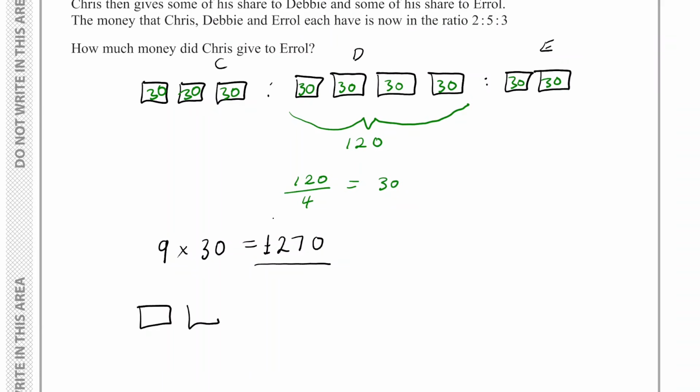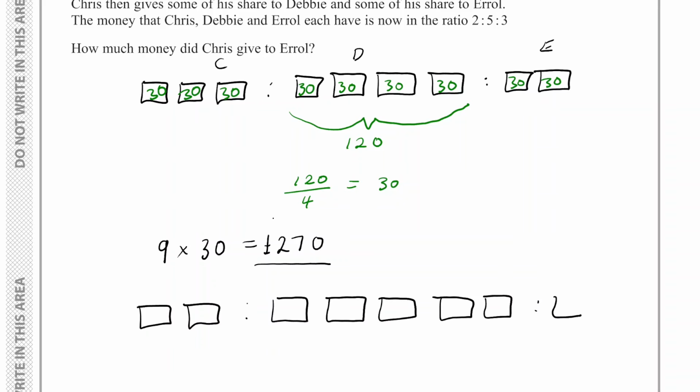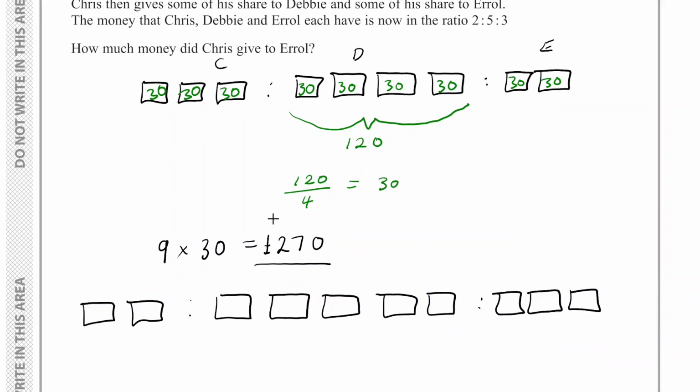I'll draw them out. So 2 to 5 to 3. That's 10 parts. 2 to 5 to 3 is 10 parts.